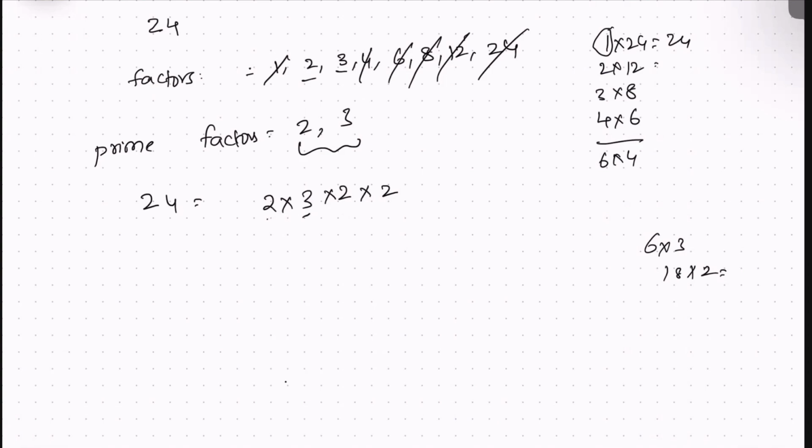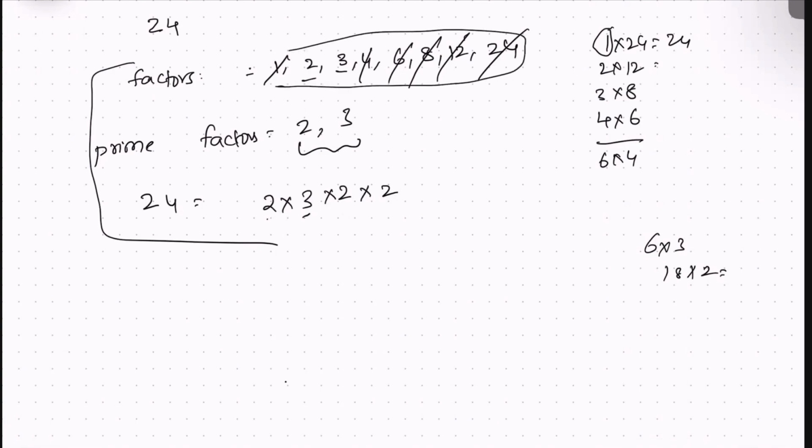But when you are selecting very large numbers, prime factorization using this approach might be a little difficult, because you have to list down all the factors. For example, here itself we got 8 factors. If the factor count increases to 100 or 200, then listing all the factors, selecting the prime factors and doing prime factorization is a tedious process, right? So there is an alternative approach which you can use.